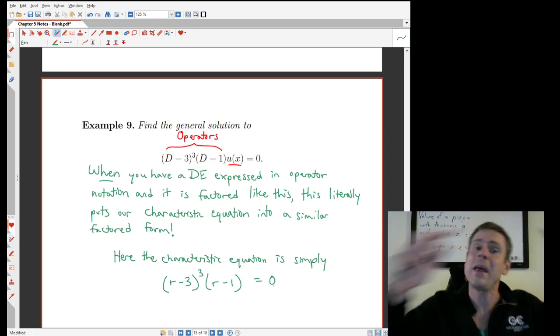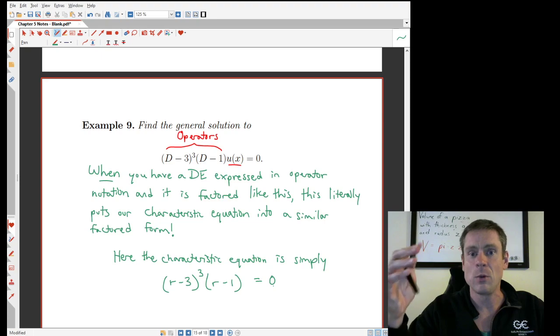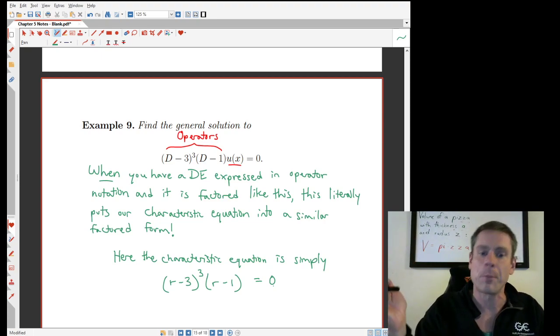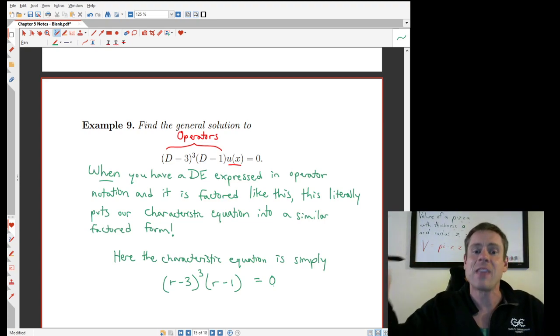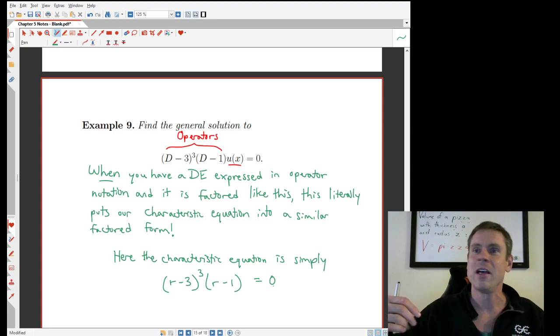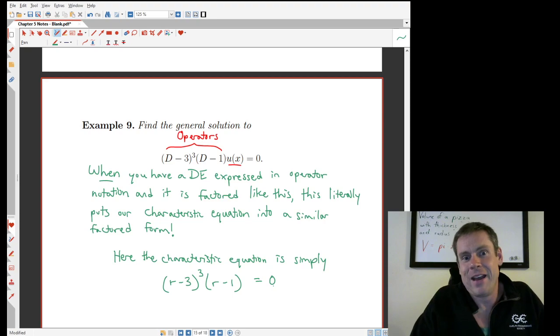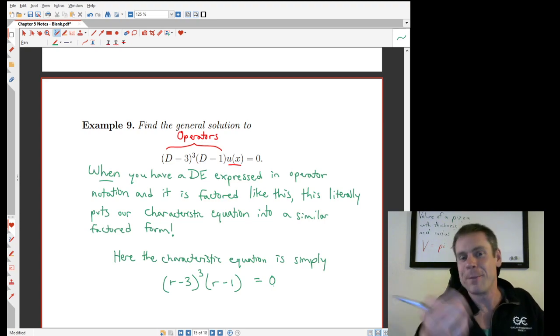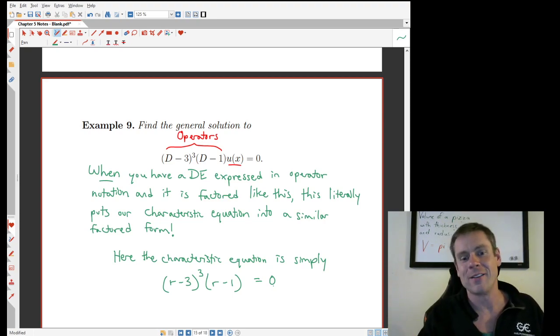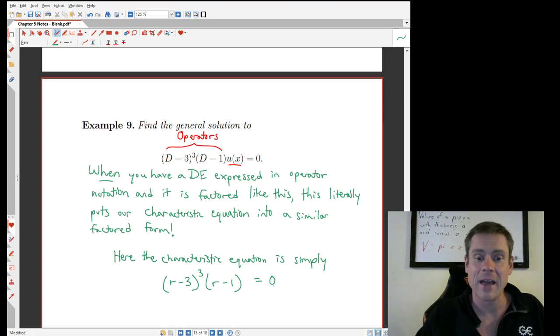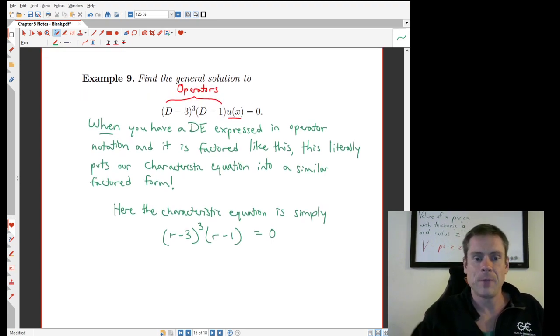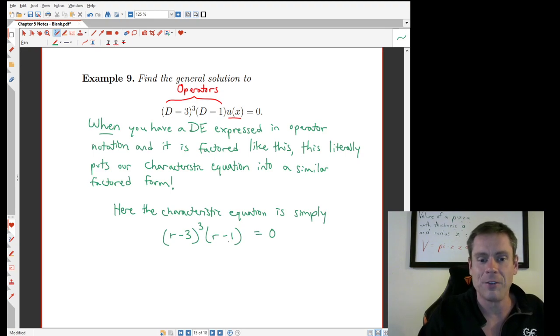If I were to expand all of those D's, which I can do because the D is a linear operator, and then I would write out the characteristic equation, I would get an expanded form of that equation. And if I wanted to find the roots to it, I'd need to factor it back down. So why expand when you already have it in a factored form? That's key, and it's really, really helpful to be able to see that. So in any case, we have (r minus 3) cubed (r minus 1), and I can solve this right away.